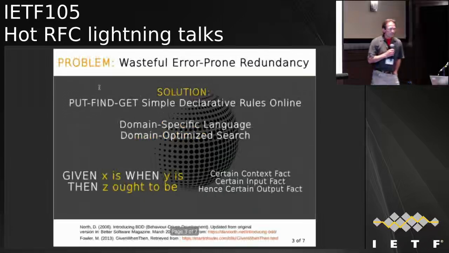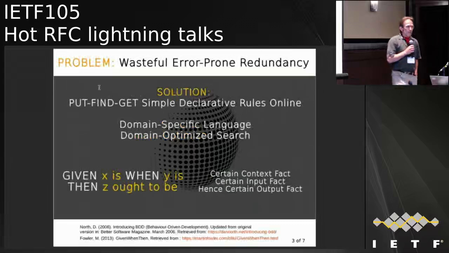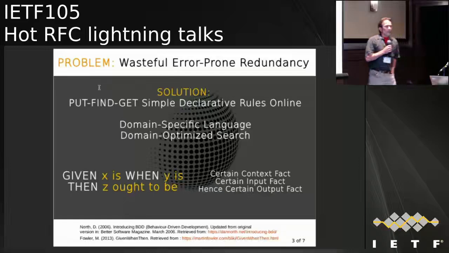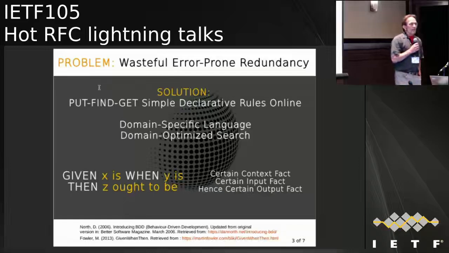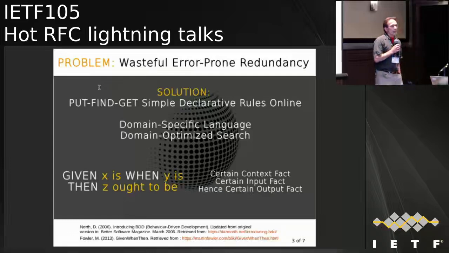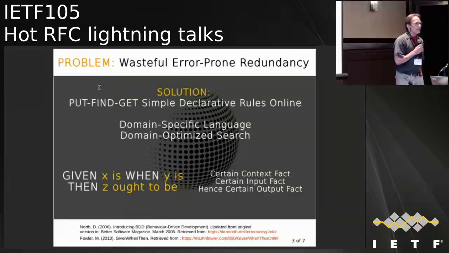Next. So the problem is enormously wasteful, error-prone redundancy. Each of you who is not from Canada, when you pay your hotel bill right now, you're actually supposed to be zero-rated on the value-added tax, but you're going to pay it.